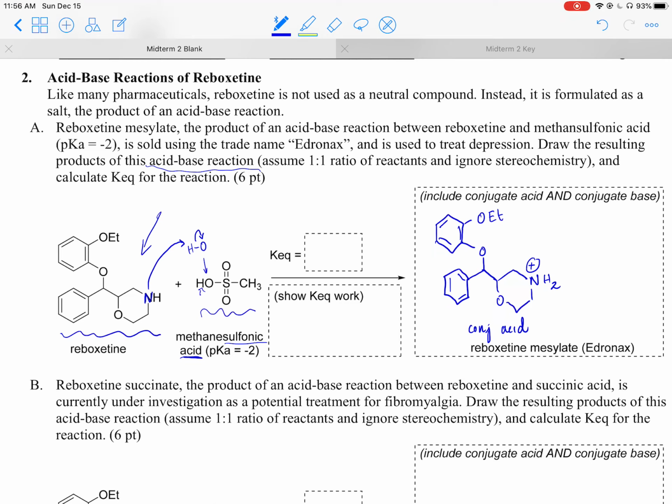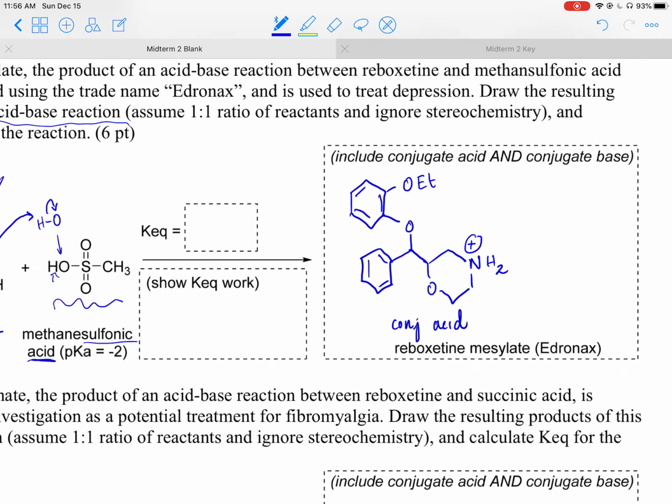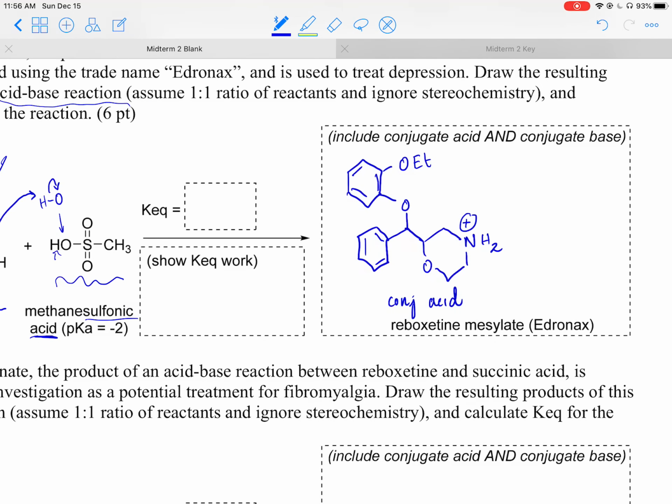And so the methane sulfonic acid is going to have one less hydrogen. The hydrogen that was attached to the oxygen is going to be donated to the reboxetine. So we're just going to copy that over here without that hydrogen attached to the oxygen. And the electrons that were in the oxygen-hydrogen bond are going to the oxygen, which means that the oxygen now has an extra lone pair, so it's going to have a negative charge. Okay, so that's going to be the conjugate base.